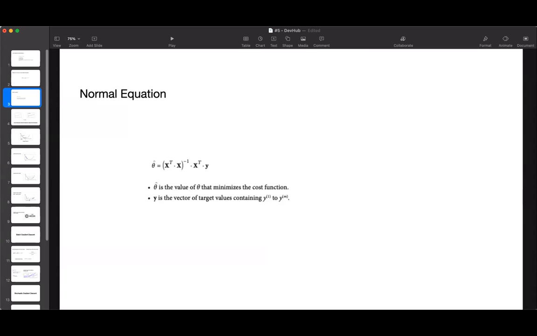Since the normal equation has this limitation, it also has a few advantages. On the positive side, this equation is linear with regard to the number of instances in the training set, so it handles large training sets efficiently, provided they can fit into memory. Also, once you have trained your linear regression model using the normal equation or any other algorithm, predictions are very fast.